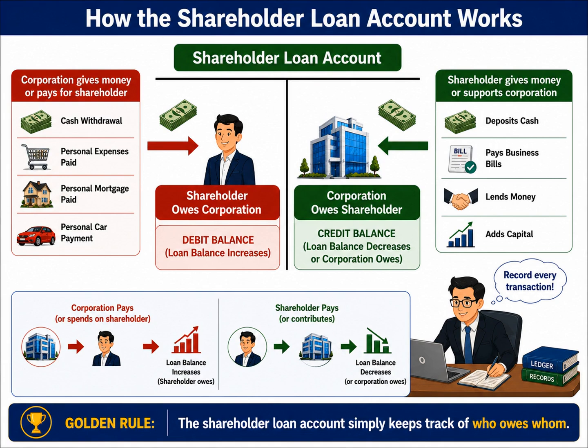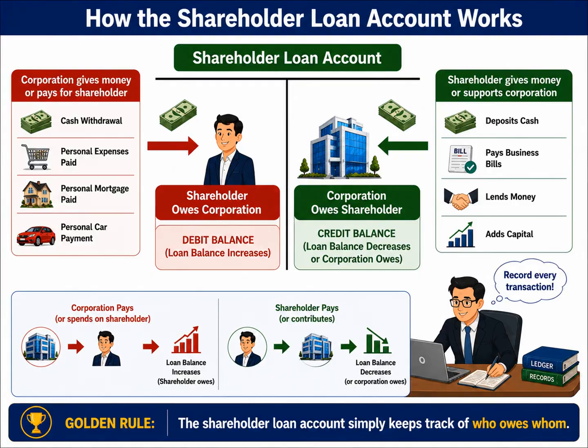That's why accountants carefully record every transaction throughout the year. Even small personal payments made from the corporate bank account can change the shareholder loan balance. A simple way to remember this is, if the corporation pays personal expenses, the shareholder owes the corporation. If the shareholder puts personal money into the corporation, the corporation owes the shareholder. Ultimately, the shareholder loan account is nothing more than a running record of who owes whom. Keeping this account accurate is essential because the balance at year-end can have significant tax consequences, which we'll explore in the next sections.